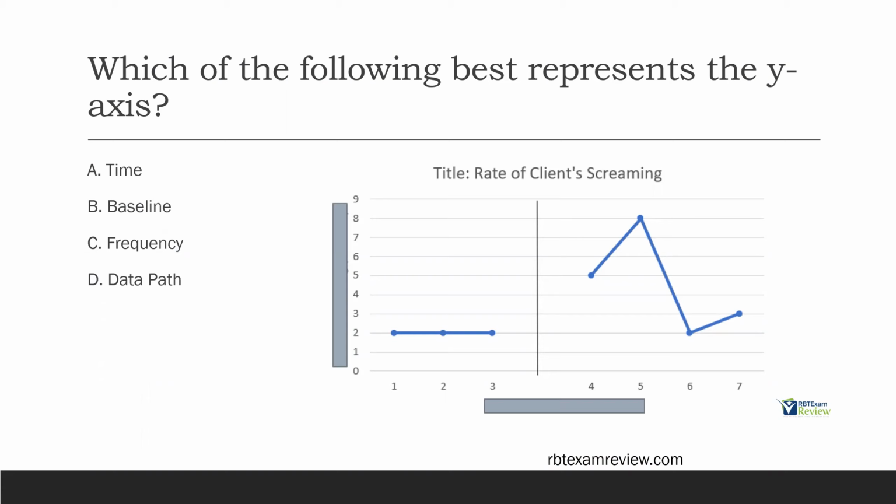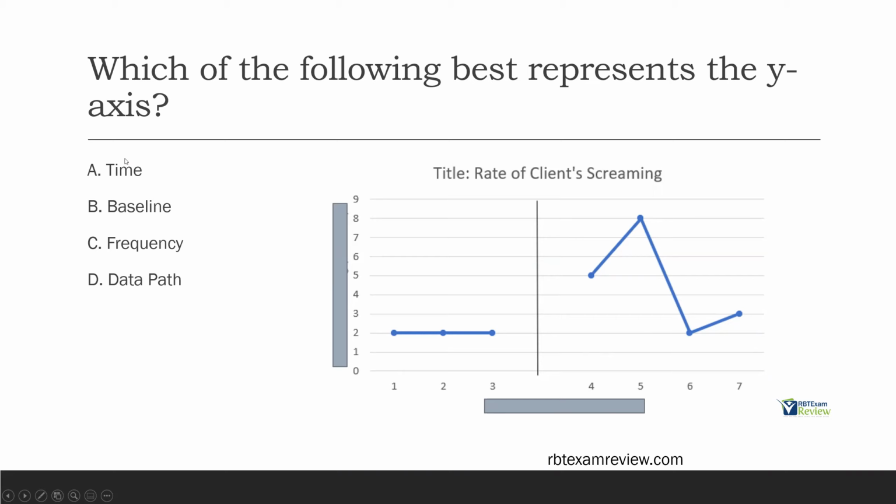So this question asks, which of the following best represents the y-axis? Okay, first things first, what is the y-axis? Is it the one down here, or is it on the side to the left? The y-axis is going to be to the left. It's going to be the vertical axis. So which one of these best represents that? Is it time, baseline, frequency, or data path?